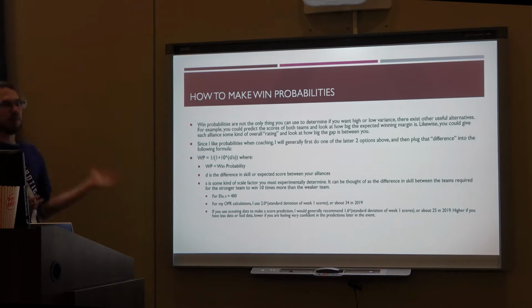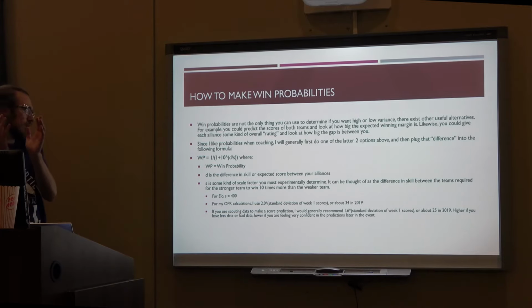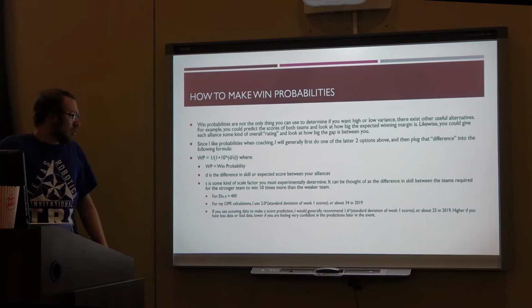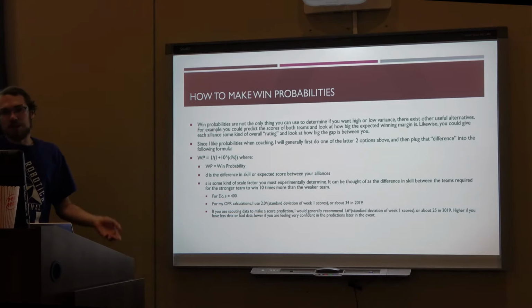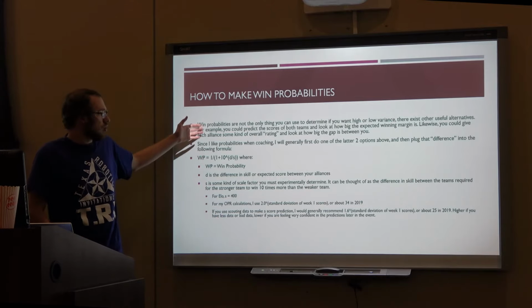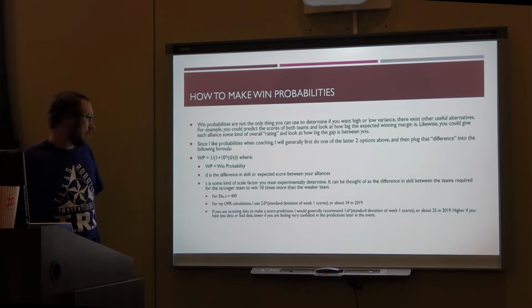So if you sum up the OPRs for the stronger alliance, and it's 34 points higher than the sum of the OPRs for the weaker alliance, that alliance will win about 10 times out of 11, like 91% of the time. If you can do this, you don't have to just use those metrics. You can use scouting data or any other kind of data you pull in.